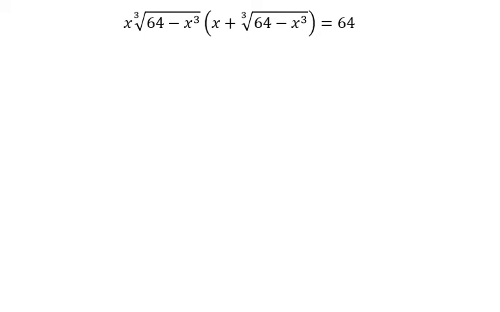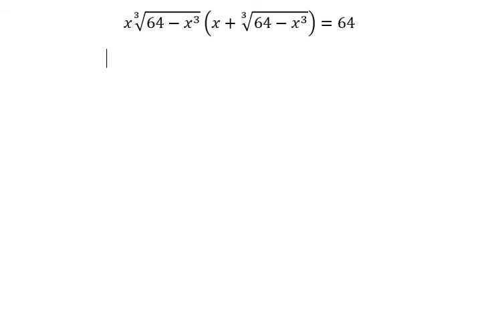Hello everybody, so today I will talk about algebra. The topic today is solve the equation. Here is the equation in here, and now I will show the technique how to answer the question.